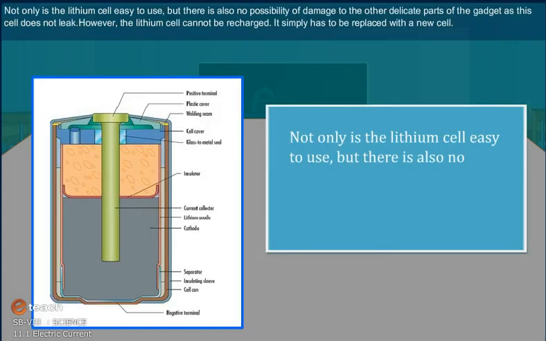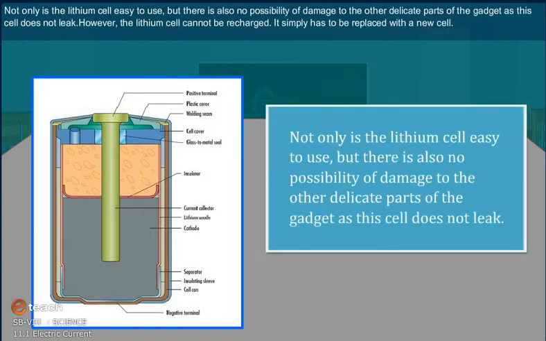Not only is the lithium cell easy to use, but there is also no possibility of damage to the other delicate parts of the gadget as this cell does not leak. However, the lithium cell cannot be recharged. It simply has to be replaced with a new cell.